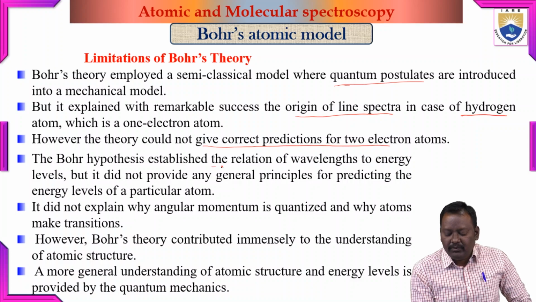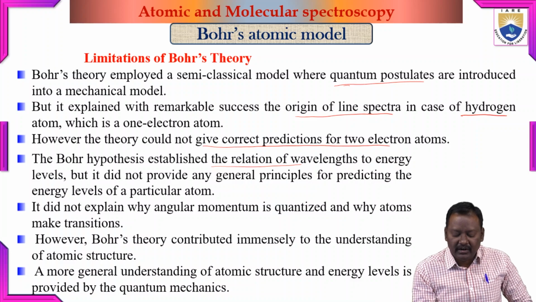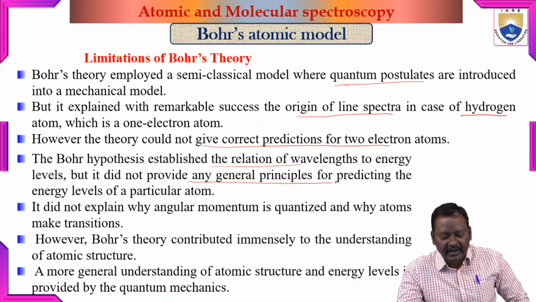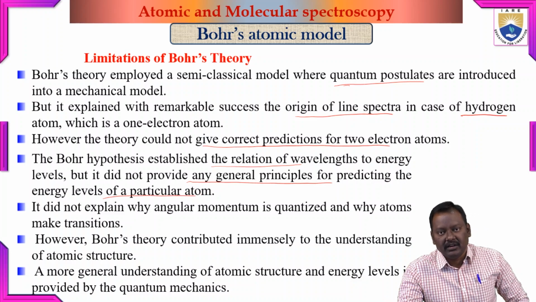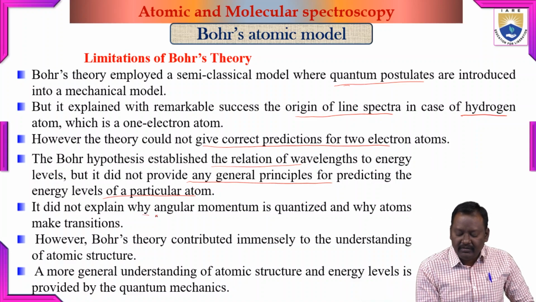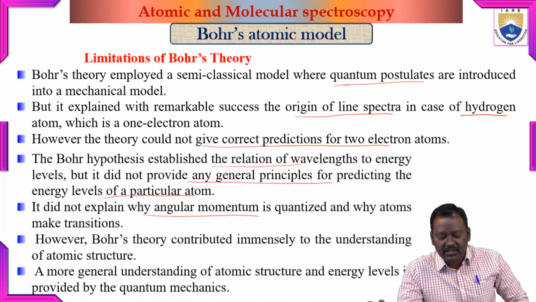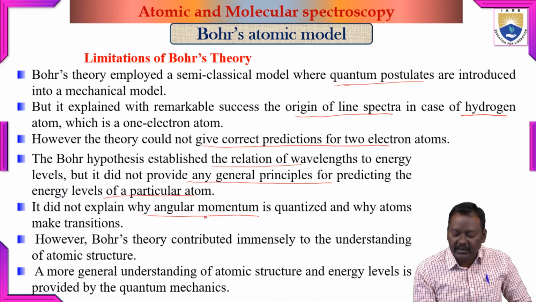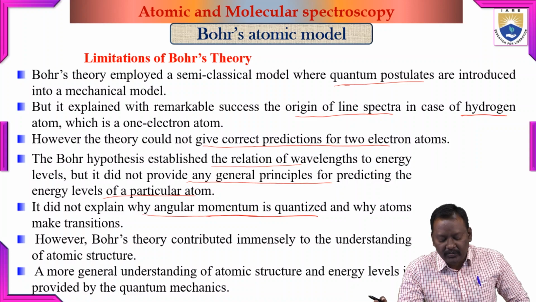Bohr's hypothesis established the relation of wavelengths to energy levels, but did not provide any general principles for predicting the energy levels of a particular atom. It could not explain the energy levels of a particular atom. It did not explain why angular momentum is quantized. It is a very important limitation, how he considered that angular momentum is quantized. He could not explain why the angular momentum is quantized.